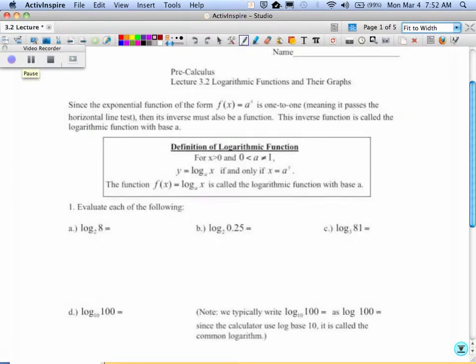Friday we talked about the exponential graphs and basically the exponential function. Today is the logarithmic function and their graphs.